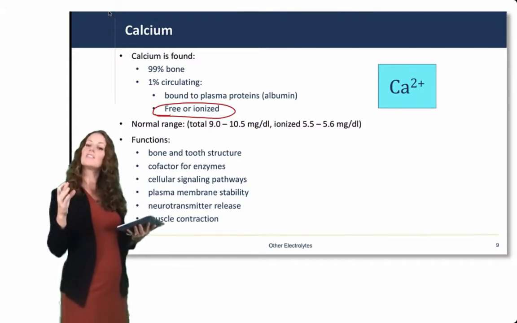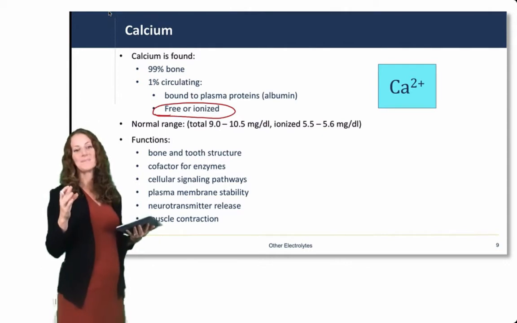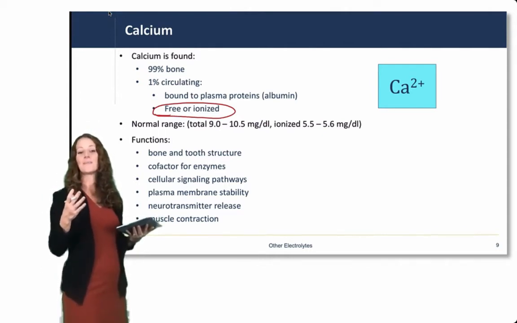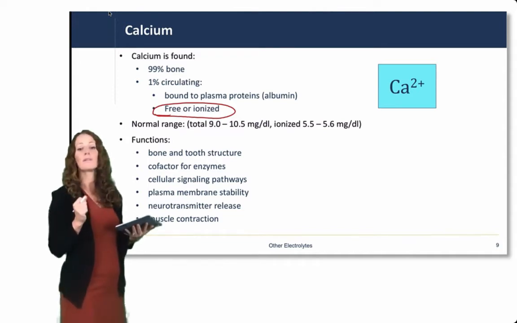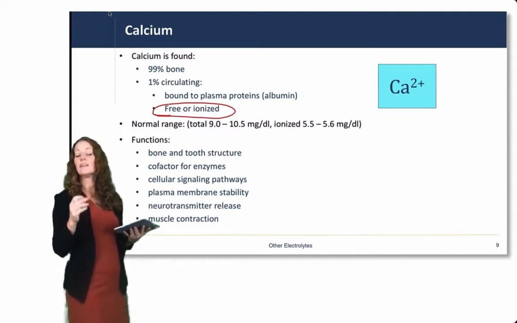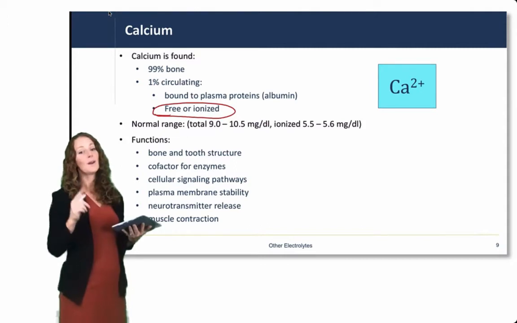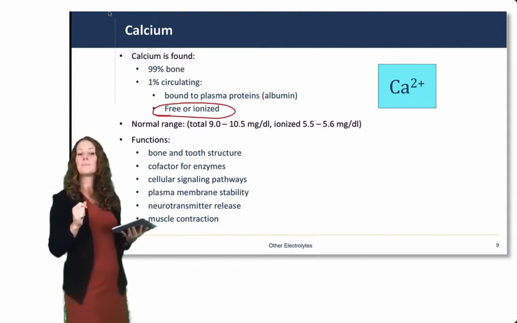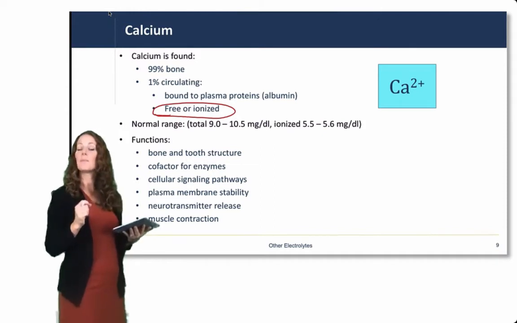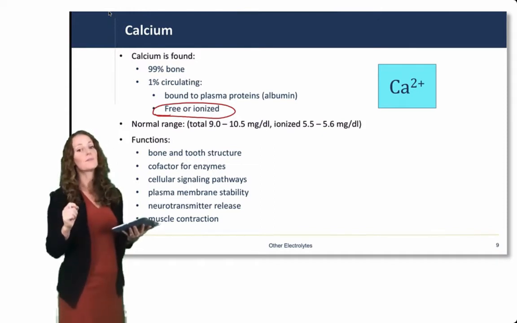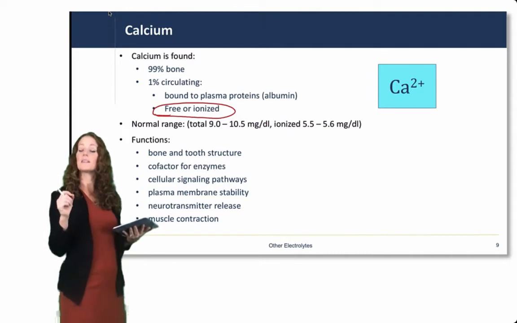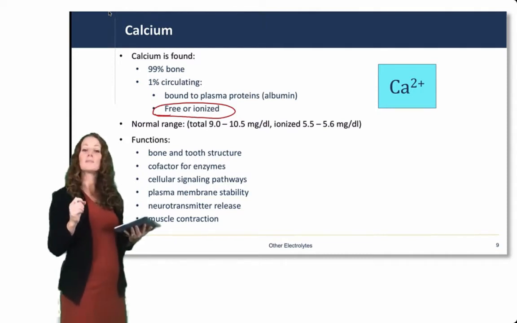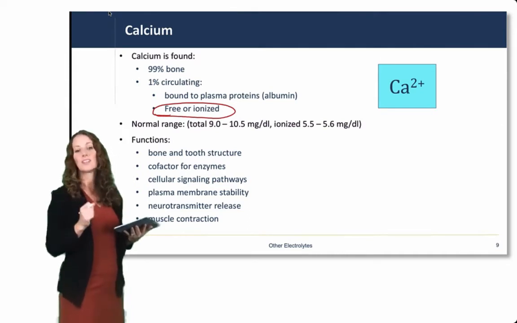The main functions of calcium are many. Calcium is a structural element of bone and teeth. It's also very important for cellular signaling pathways. It's a cofactor for enzymes. Remember, we learned it's an important second messenger in second messenger pathways. It can stabilize plasma membranes. It's important for neurotransmitter release in neuromuscular and neuron function. And it's also important within the muscles to allow muscle contraction.